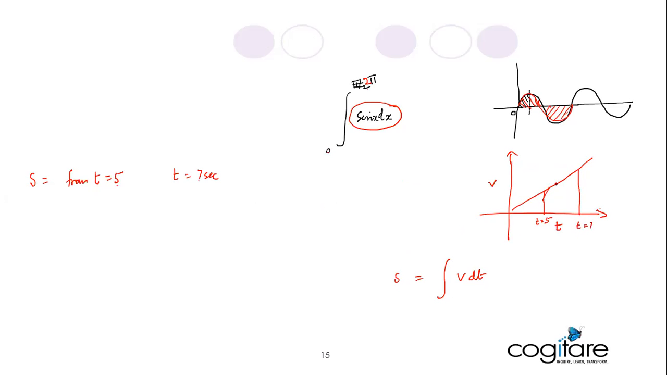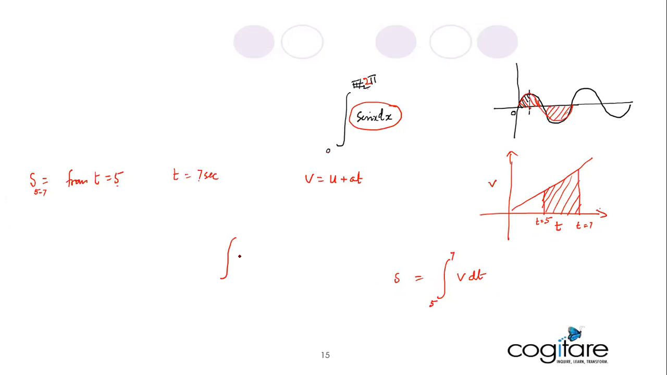I want the area under this. Area under this is distance. The area under this specific region will be the distance traveled from 5 to 7 seconds. So here I will do the integral of this, but take the boundary from 5 to 7. Are you able to follow this, guys? Yes, sir.